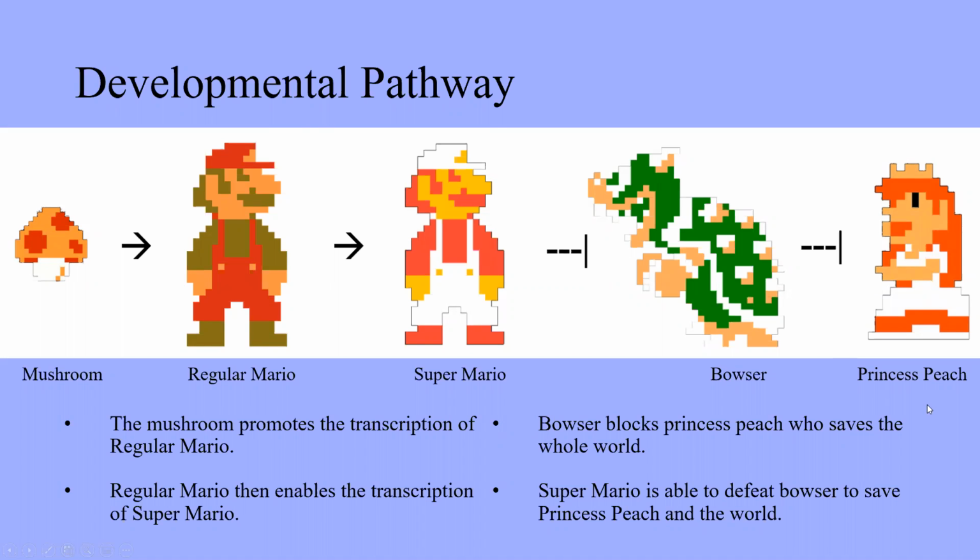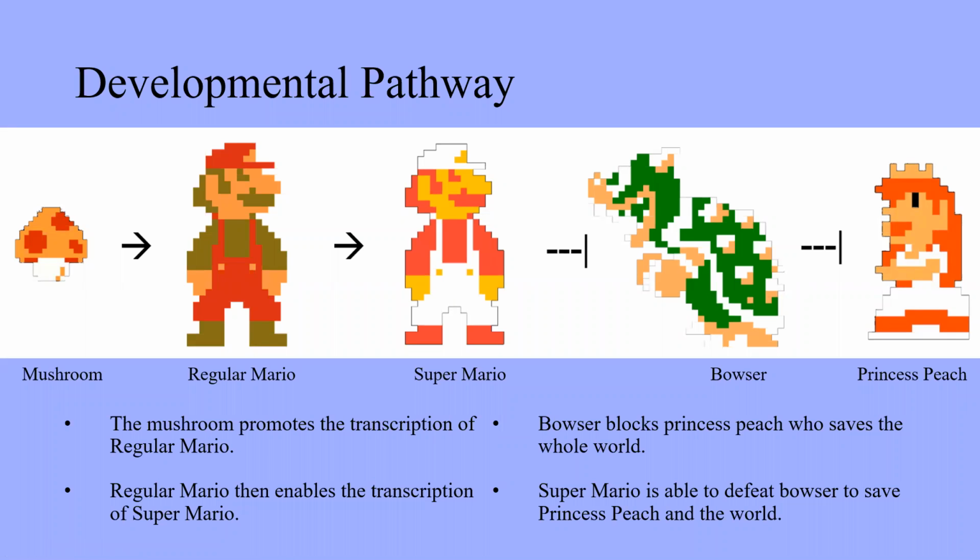We have the mushroom, which promotes the transcription of regular Mario. The mushroom acts as an activator to regular Mario because it gives him the strength to grow bigger. Next is regular Mario, which enables the transcription of Super Mario. So this again is an activator process because without regular Mario, you wouldn't be able to unlock the code for Super Mario.